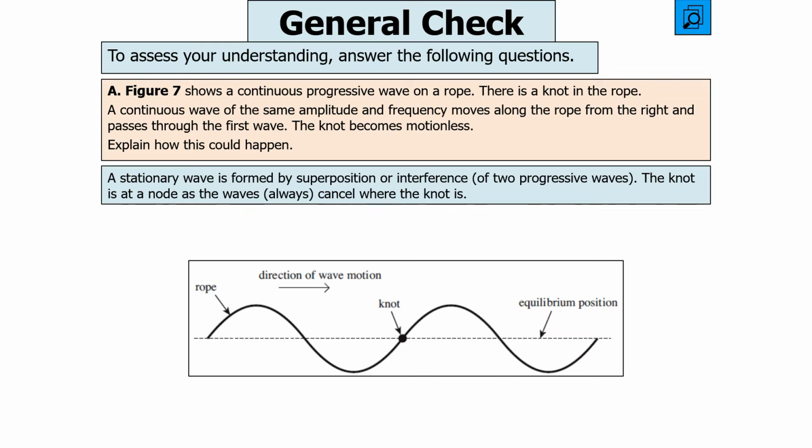Now the knot must be sat at a node, as the waves will always cancel where you've got the knot and there's a node. Okay, so there's a node displacement and no oscillation there.